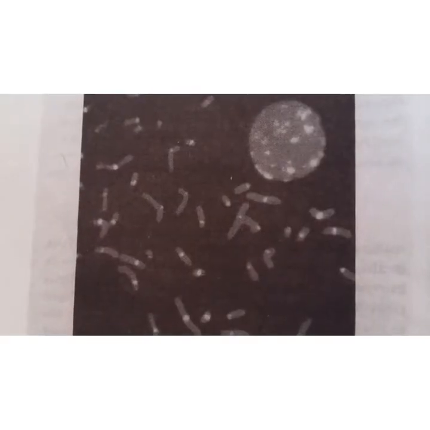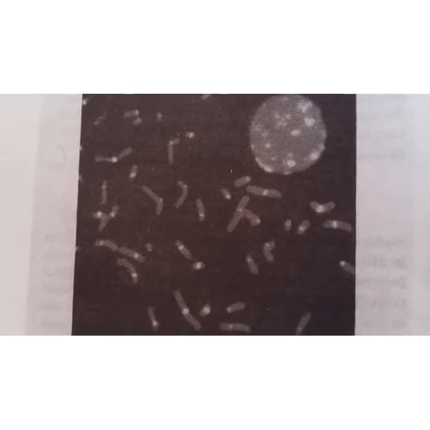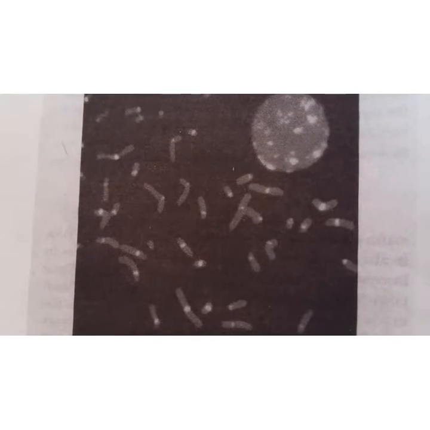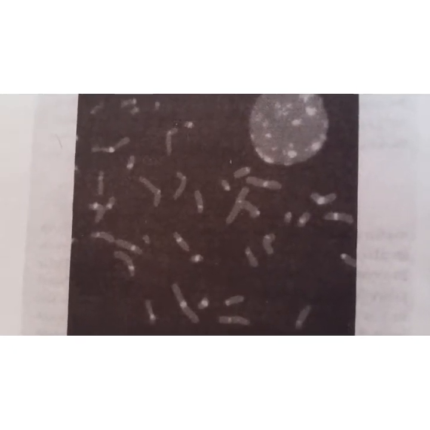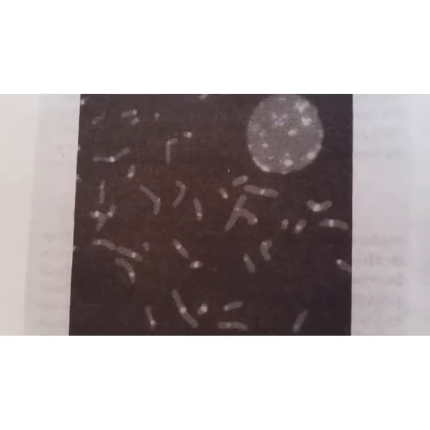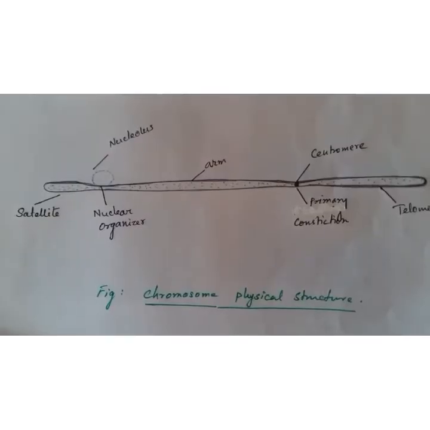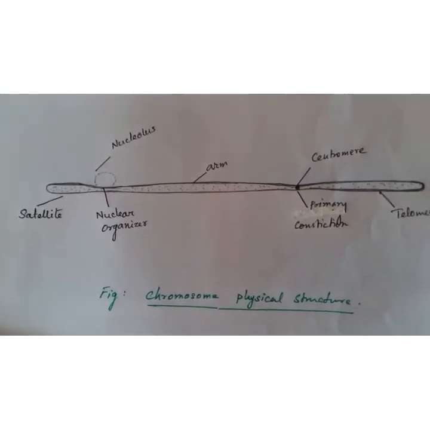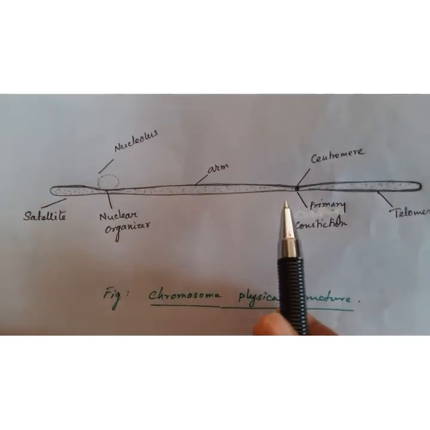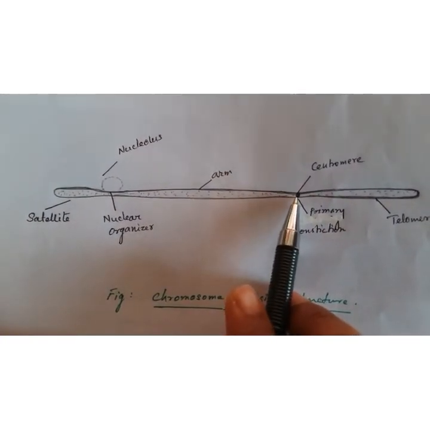So, for a better study of chromosomes, cells are arrested during metaphase by some chemicals. Colchicine is a chemical very commonly used for this purpose in humans and other higher animals as a metaphase arrestor. A metaphase chromosome contains a primary constriction or centromere. See, this is the primary constriction and this is the centromere.